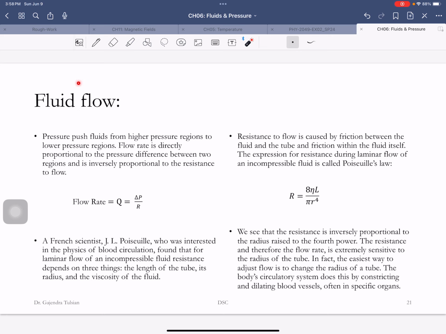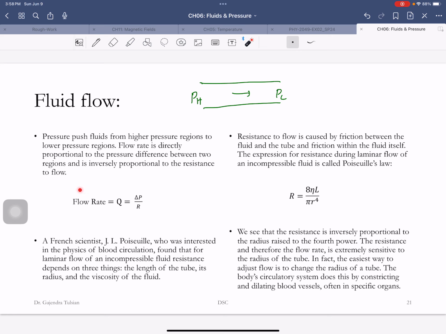All right, so we'll come to a very important application for biological sciences, fluid flow. If you want to make a fluid flow, like we've already mentioned, you have to have a higher pressure here and a lower pressure there. Then you can make the fluid flow.